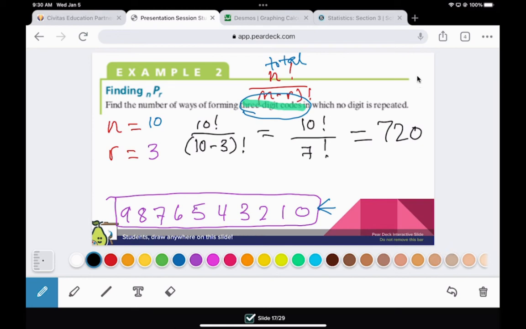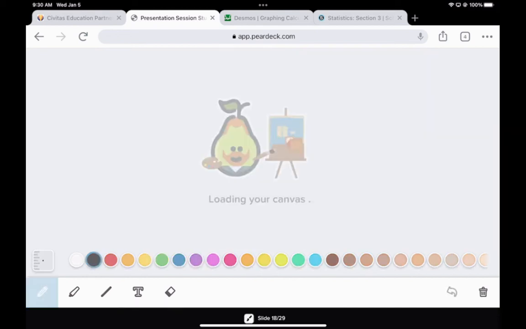Okay, a question for me on this word problem, because we're going to look at word problems today. You just have to identify what is n and what is r. So anything that's bothering you, anything you're not sure about? Okay, let's do another one.